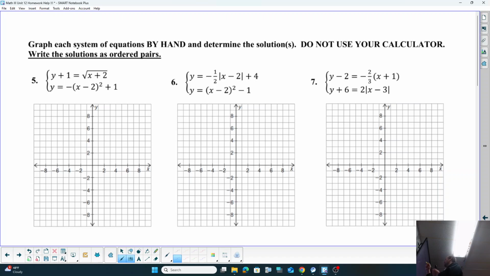So let's see here. We're going to move the -1 to the other side. So now we have y equals. That's just the square root. So that's going to be on what? Left 2, down 1. Good. So that's where we started at 0, 0. We went left 2, down 1. Now this is the square root function.